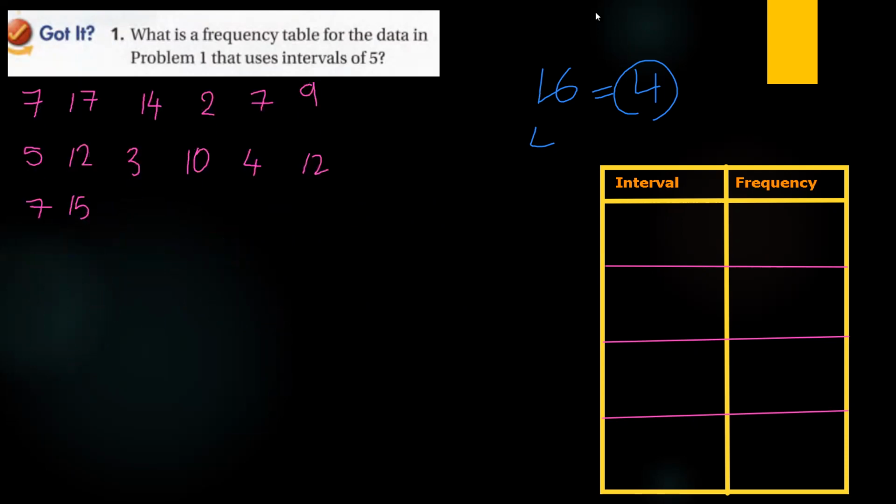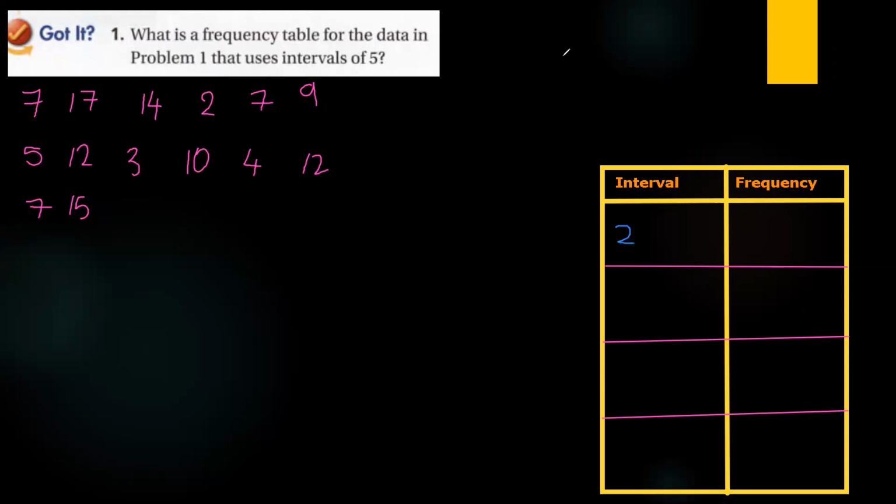Now, can we use any number, or do we have to use new numbers? The same numbers, because I told you to find the frequency table for the data in problem 1. Okay, I have to use the data in problem 1. Now, as intervals of 5, what does it mean? You have to start from 2 and count on your fingers 5.